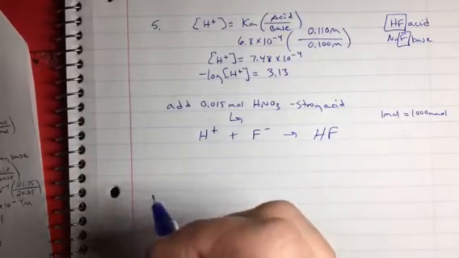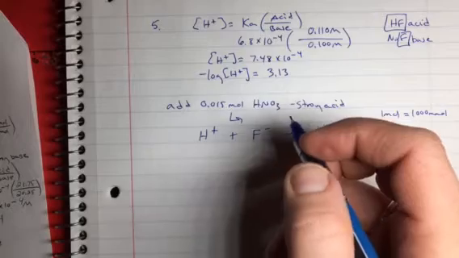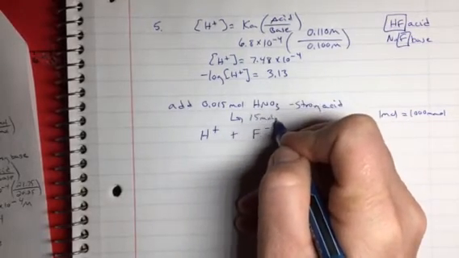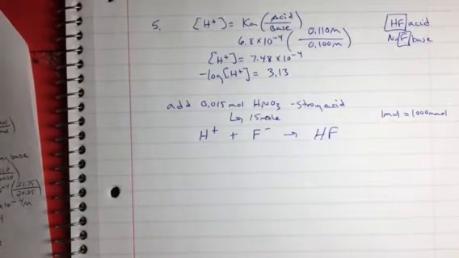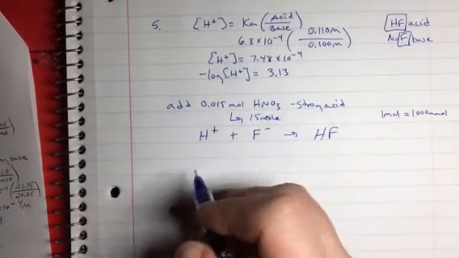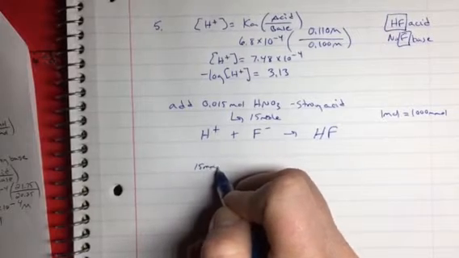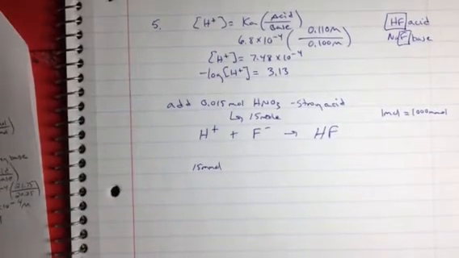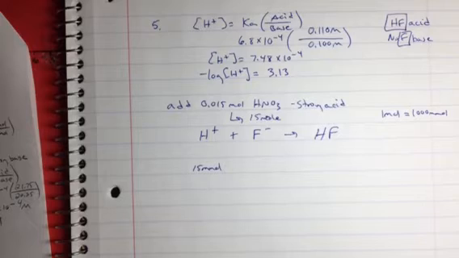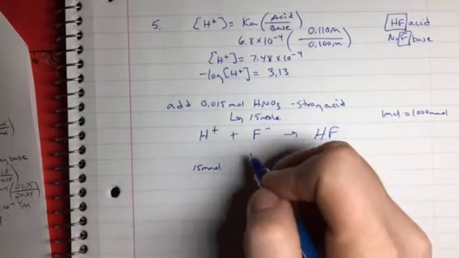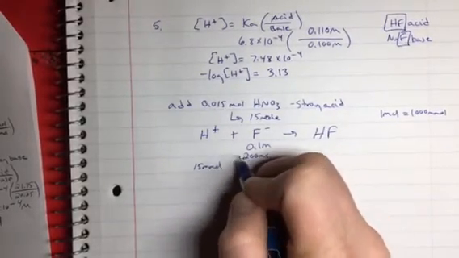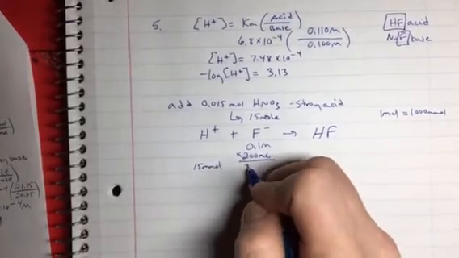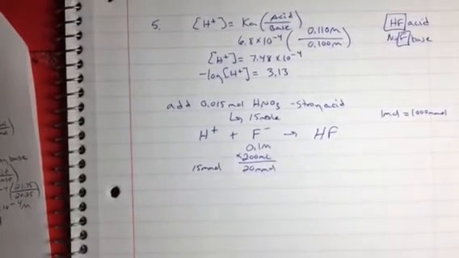So that gives me 15 millimoles of the strong acid. So there's 15 millimoles of the H plus. And then the F minus is in 200 milliliters in the buffer. And again, from the beginning of the problem, they told me it was 0.1 molar. So I'm going to take 0.1 molar for the F minus and multiply by 200 milliliters. And that gives me 20 millimoles of the conjugate base ion.